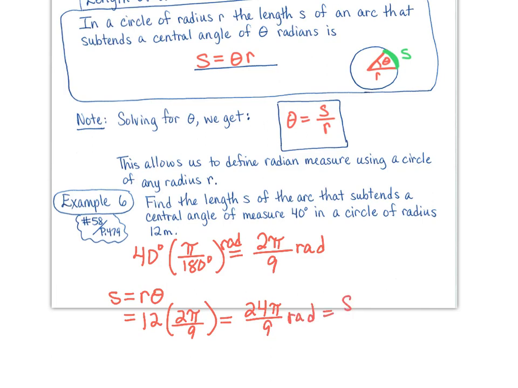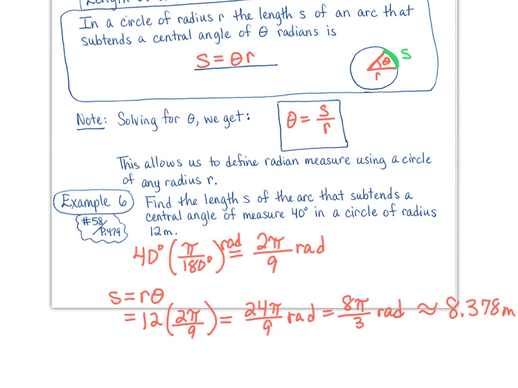Which is 8 pi over 3. Good, which is 8 pi over 3. And the only reason why we're doing this is because you'll need to be able to identify it both ways. Okay? And then in decimal format, you said it was 8.378? Yes. Okay, so 8.378 meters, right?